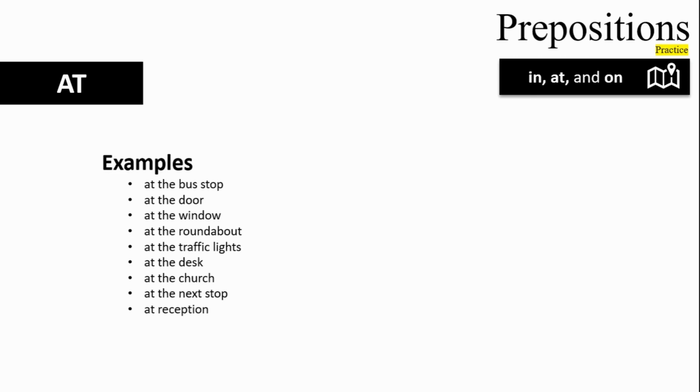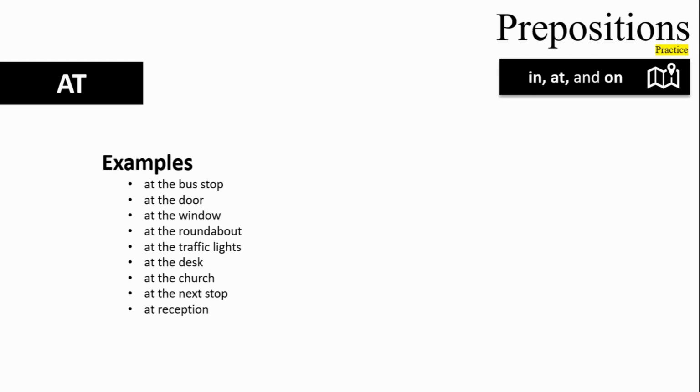Next, we have at. We use the preposition at to indicate a specific point or location. It can be used to refer to a physical location or a point in time. For example, at the bus stop, at the door, at the window, at the roundabout, at the traffic lights, at the desk, at the church, at the next stop, at reception.